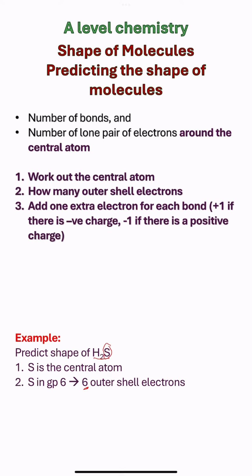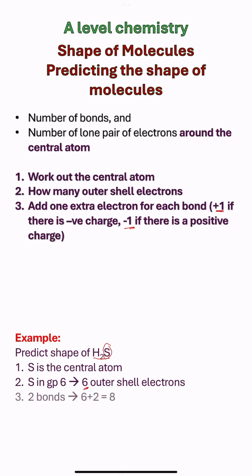And then remember, sometimes they ask you to predict the shape of an ion, which is positively charged or negatively charged. If there is a positive charge, you will take away 1. If there is a negative charge, you will add 1.